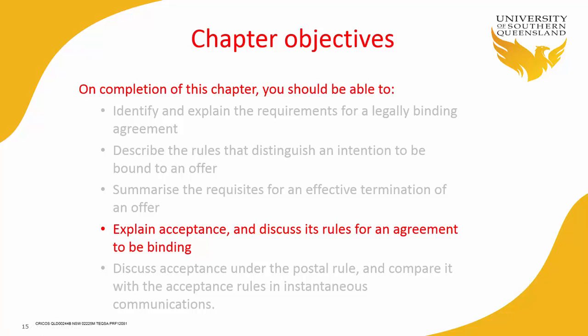Alright, let's look at the fourth objective then: explain acceptance and discuss its rules for an agreement to be binding. So this is now moving to the other side of the equation, if you like. We have looked at offer and all that needs to be satisfied for an offer to be legally binding, and now we're going to see what happens to the acceptance. Again, just like the offer, there's an in brief box on page 227 that gives you the rules of acceptance. It says if there is to be agreement, the acceptance must be made in reliance on the offer. Of course that's just common sense. If you don't know that there is an offer, you wouldn't be able to make an acceptance. So this is the first rule out of the 7.